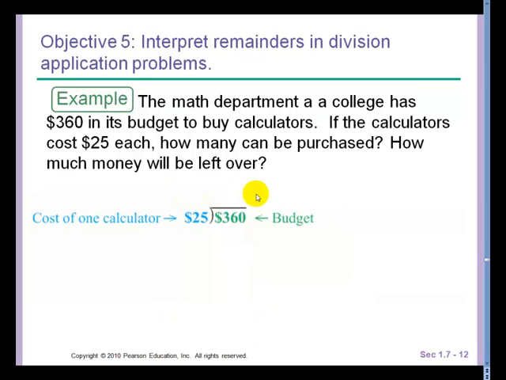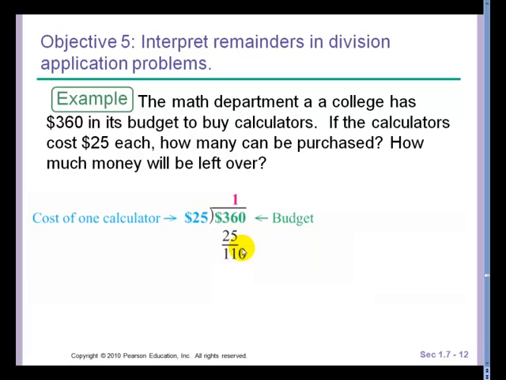Here is an example where we will need long division. I will walk you through the process. We start by asking how many times can 25 go into 36. 25 can go into 36 one time. Then we multiply 1 times 25 and we get 25. Then we subtract 36 minus 25 and get 11.